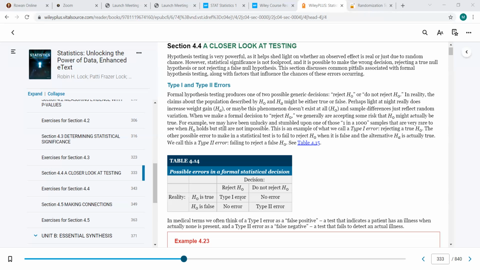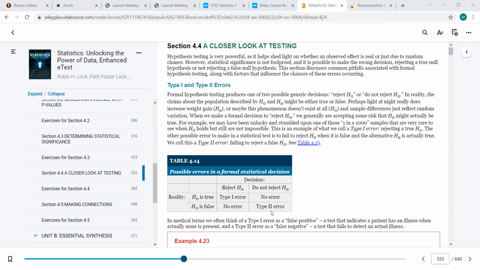I'm okay with making a type 1 error of 5%, right? So that's sort of your tolerance. Now, that's alpha. The probability of a type 1 error is alpha. You need to write that down. That's what alpha is, the probability of a type 1 error.